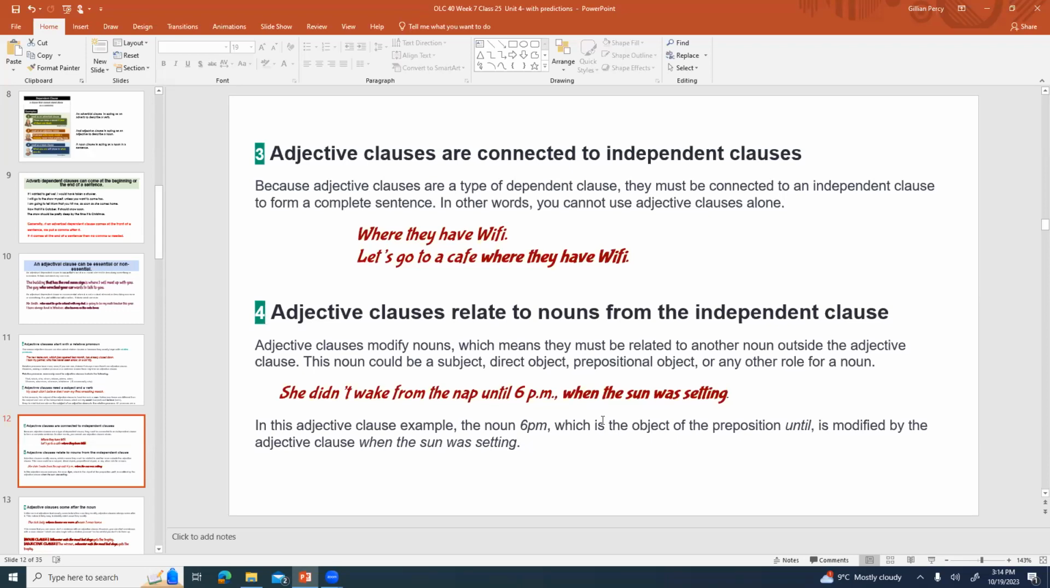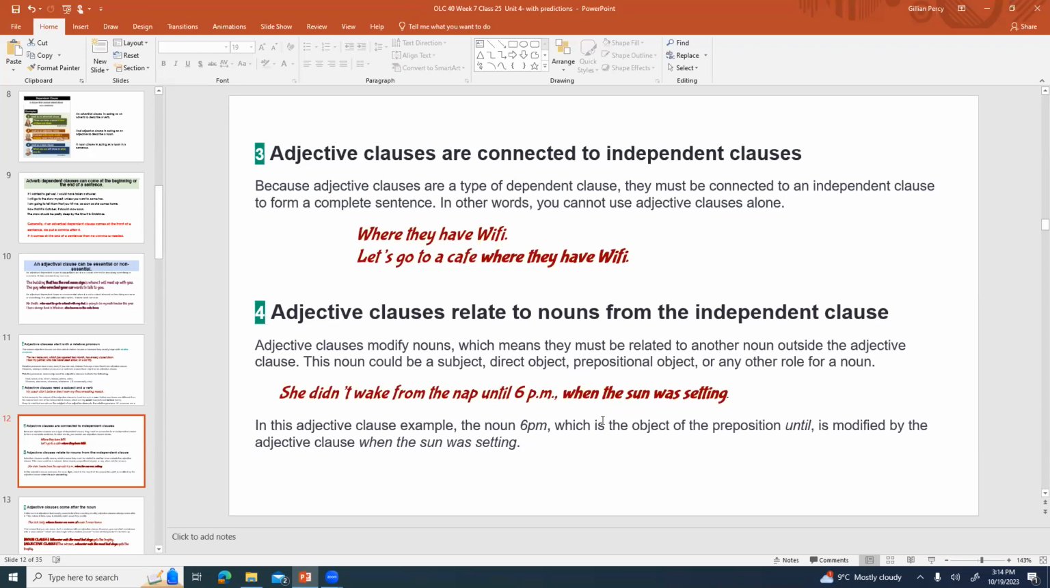Number 4, adjective clauses relate to nouns from the independent clause. Adjective clauses modify nouns, right? Which means they must be related to another noun or a pronoun outside its own clause. So it's referring to a separate noun. That noun can be doing different jobs in the sentence. It can be the subject, it can be the direct object, prepositional object, any other role that a noun can play.